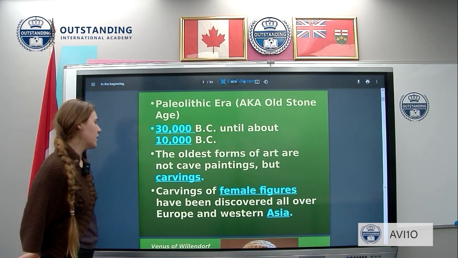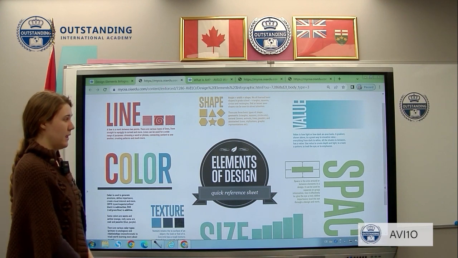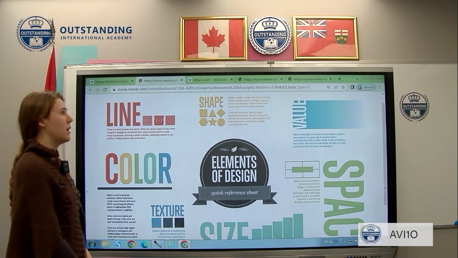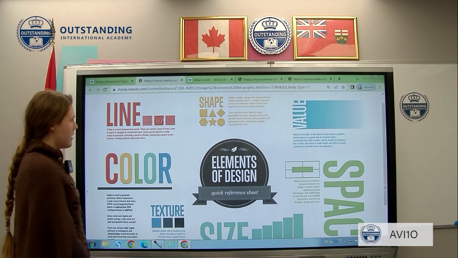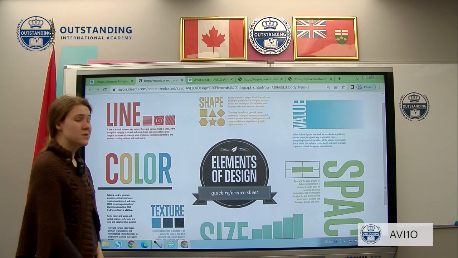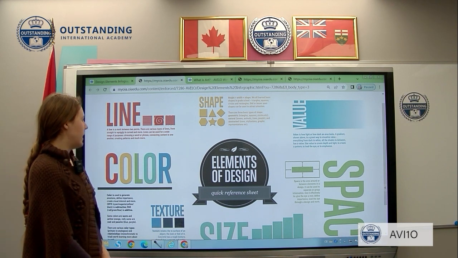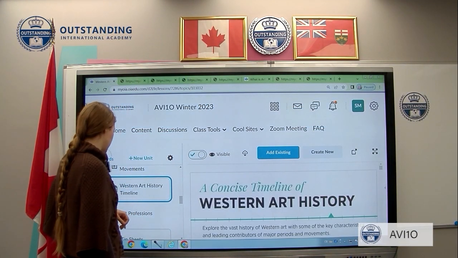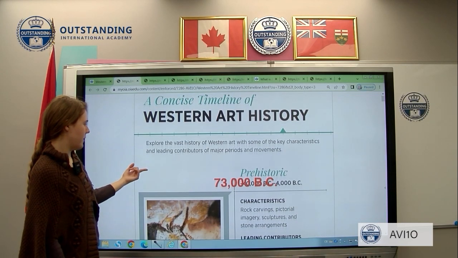The oldest forms of art are not cave paintings, but infographics often have a wide amount of information, but told in a very visually appealing way and in a very easy to understand way. So often infographics are used for brochures or posters where you only have a few minutes to look at something. So for this infographic, we have this large title in the middle. Here's another infographic, the Western Art History Timeline. So this is an interesting infographic.